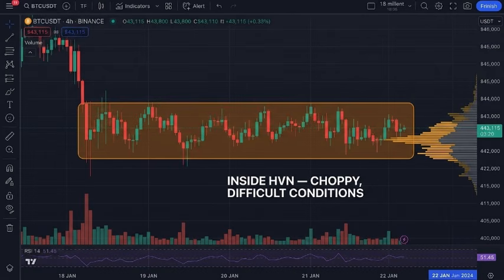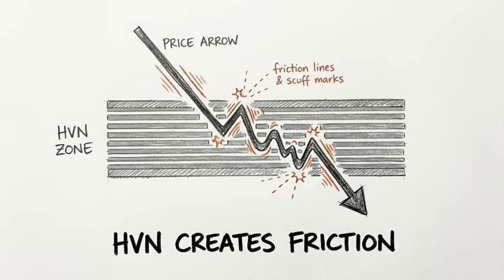When price is inside an HVN, expect choppy, difficult trading conditions. The volume at HVNs creates friction that makes directional movement harder to sustain. This is critical information before you enter a trade.